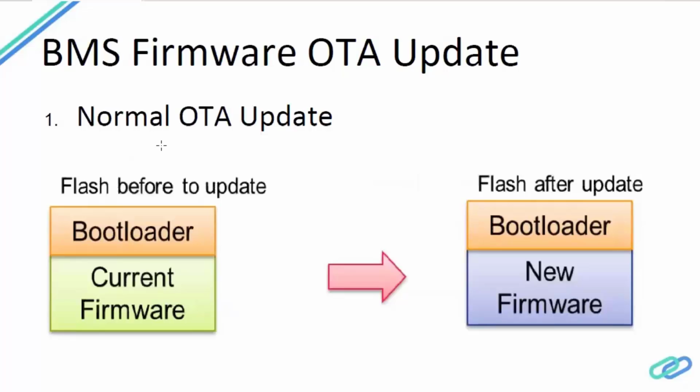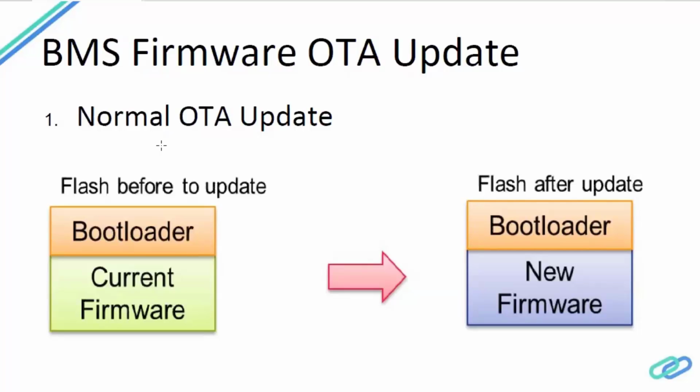There are two types of update we can provide for the battery management system. One has only one slot for the firmware. This is the normal OTA update, just like your mobile phone. In your mobile phone, if you check for updates, the phone will download the updates from a server, and after the update you need to reboot.